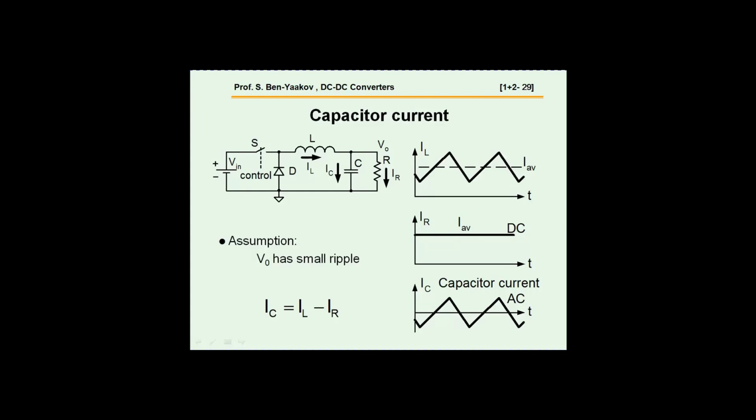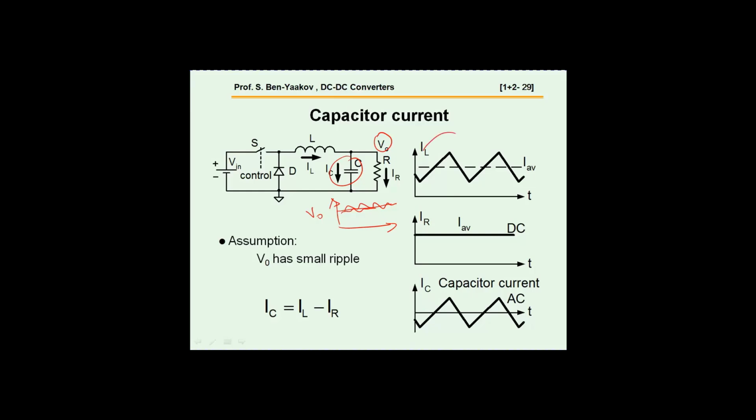Let's talk a little bit about the output voltage and the capacitor. Now, this will be a large capacitor, the purpose of which is to make sure that the output voltage has a small ripple, depending on the application. Some application would call for very small ripple, some other may tolerate a higher ripple.